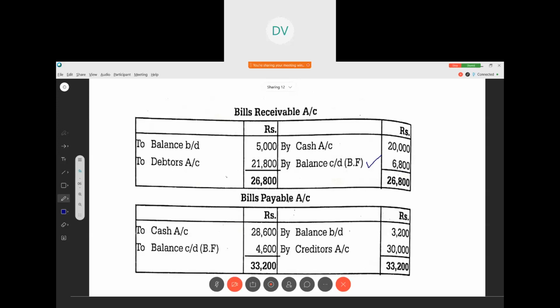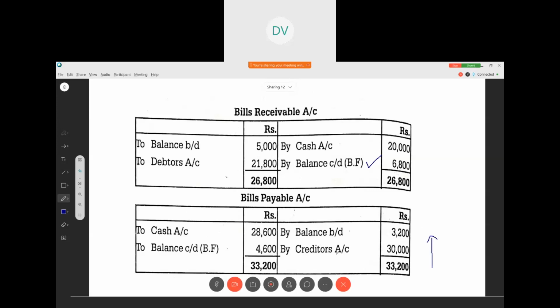Bills payable, same thing. By balance brought down, opening balance, cash, being bills payable honored, we made the payment to the creditors. That means we honored the bill. On the due date, we made the payment to the creditors. So this will increase the value, right? Bills payable.